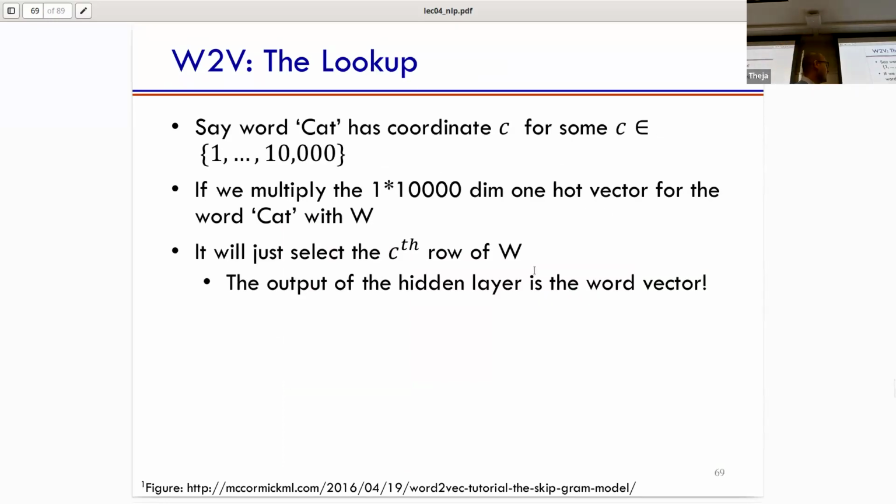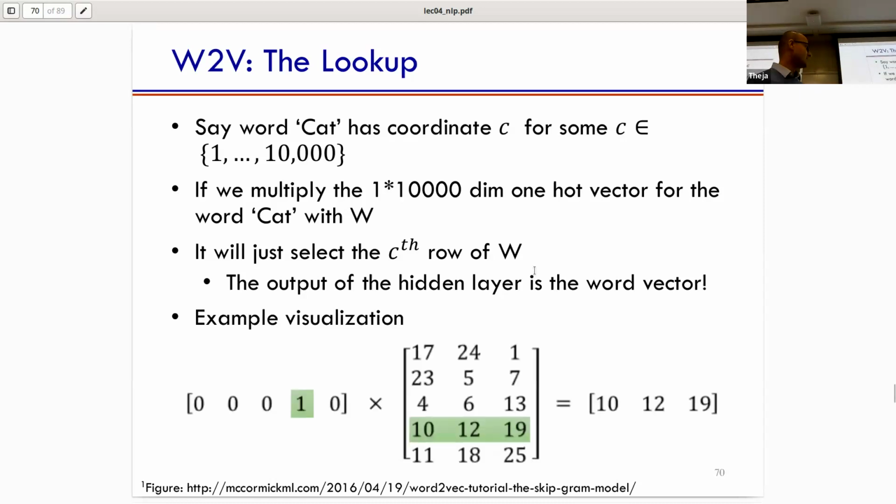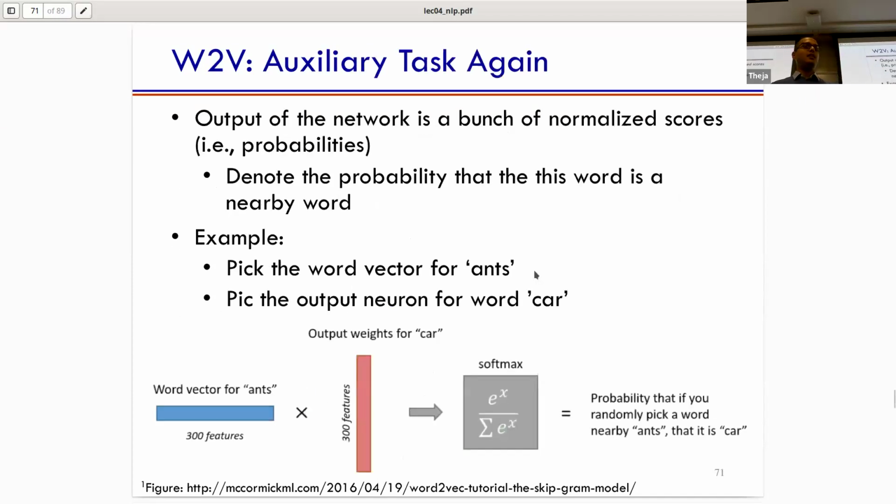I just mentioned this. Cat has some coordinate, and if you multiply that one hot vector, you're just picking the row. I should have mentioned it with the slide. Here's an illustration. Picking up the fourth row is as good as saying that if you had a one hot encoded vector like this, you just pick up the fourth row. If the one was over here, you'd pick up the first row, and so on. That's what's happening with the first half of the multiplication.